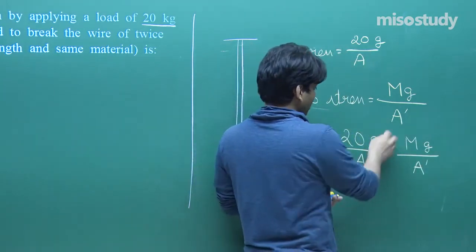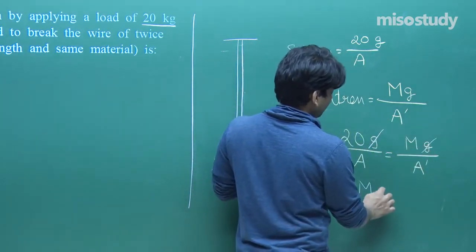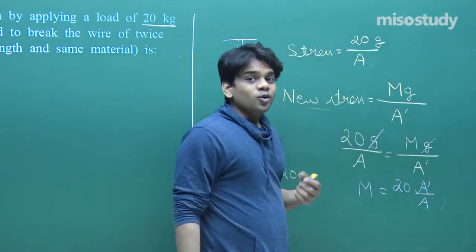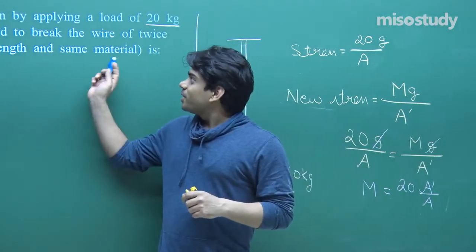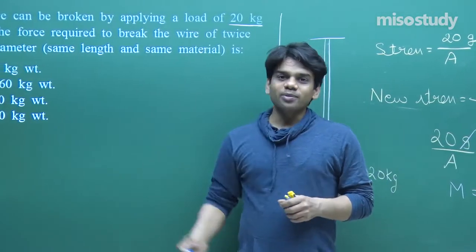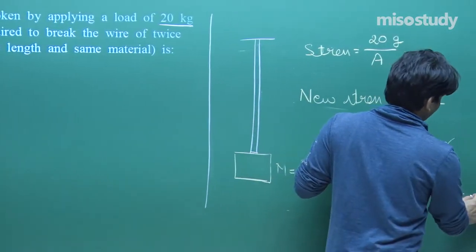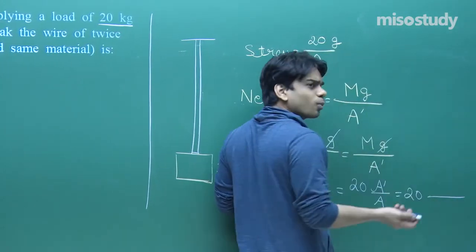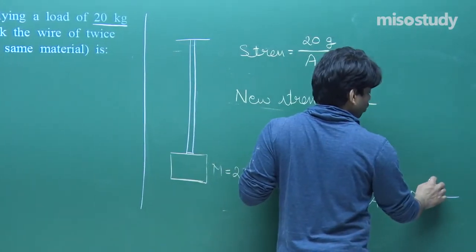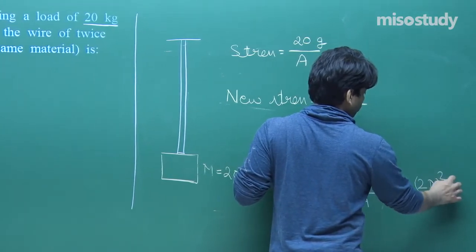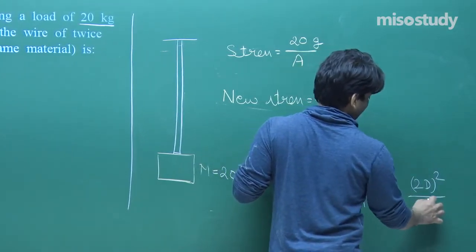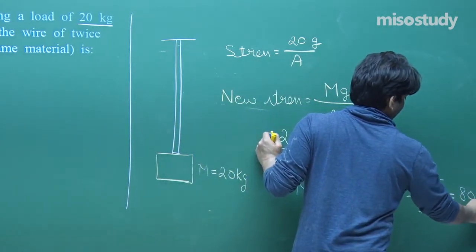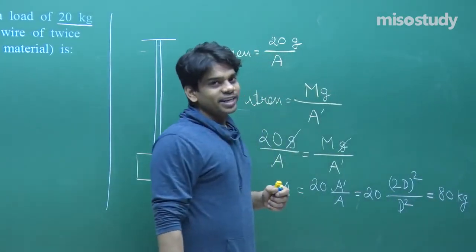Clearly g and g will be cancelled out. M will come out to be 20 A dash by A. New area: same length and same material, but the wire has twice the diameter. So 20, and area dash will be, because area is proportional to the square of the diameter, 2d whole square divided by d whole square. This will come out to be 80. That is, the new force required will be 80 kg weight.